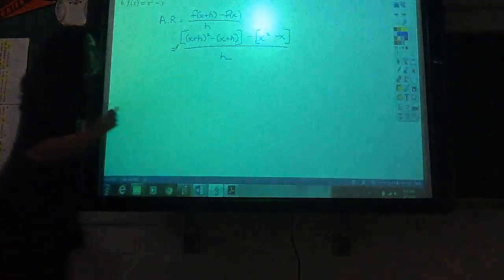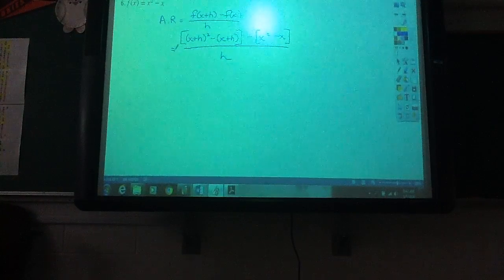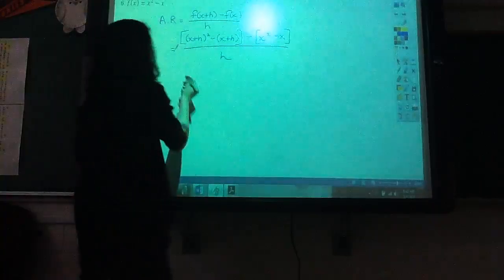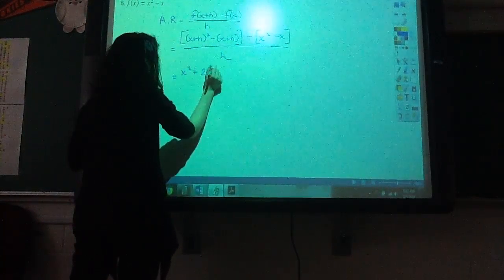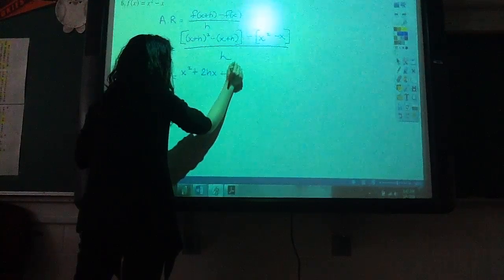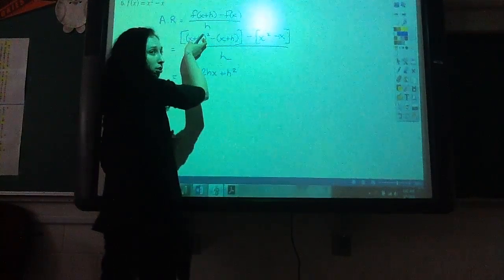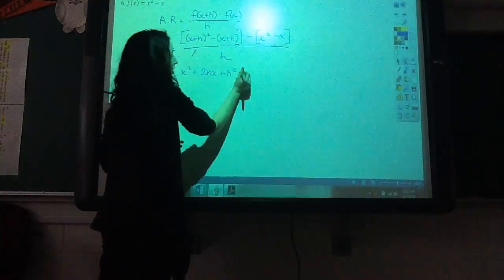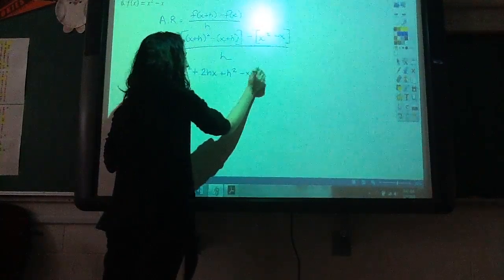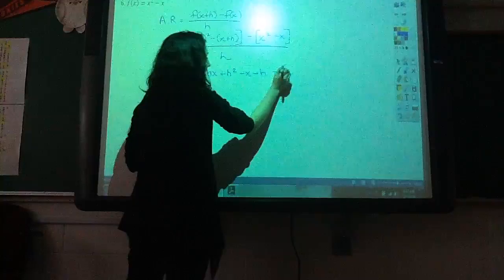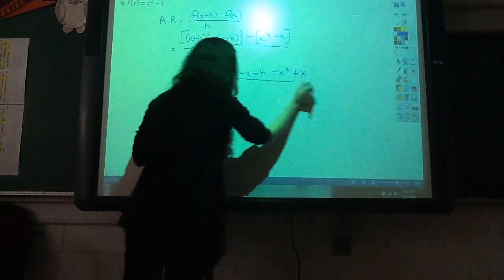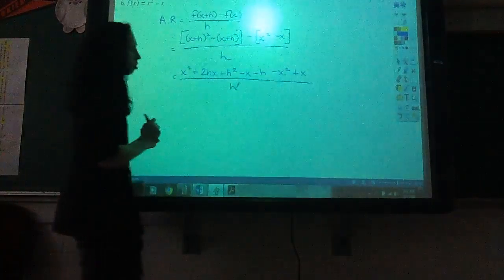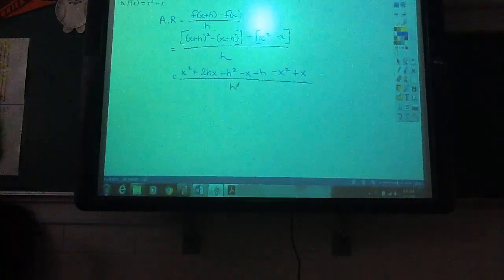Alright, for this one, the x plus h squared part should be kind of easy because we just did that. So you can always refer back to what we've already done for this. So you should end up with an x squared plus a 2hx plus an h squared. That's this part expanded. Minus x minus h minus x squared plus x all over h. So is everyone okay with that expansion?